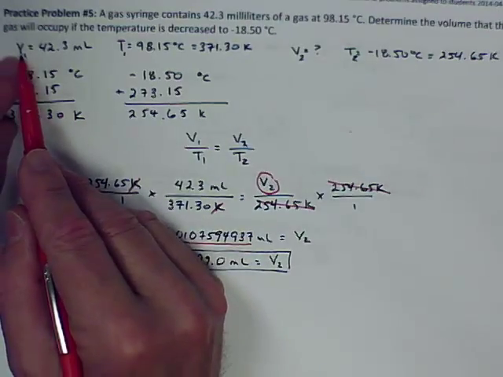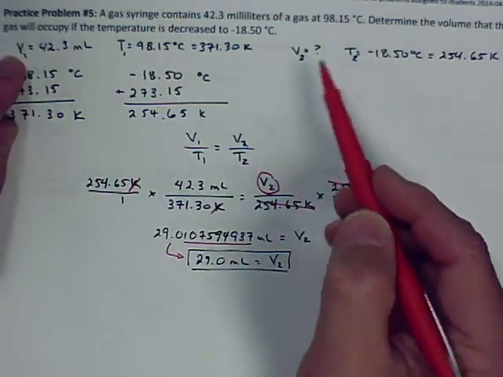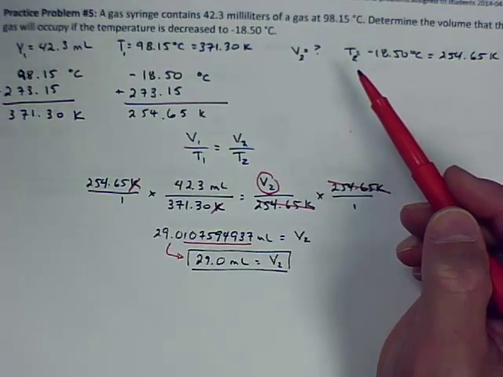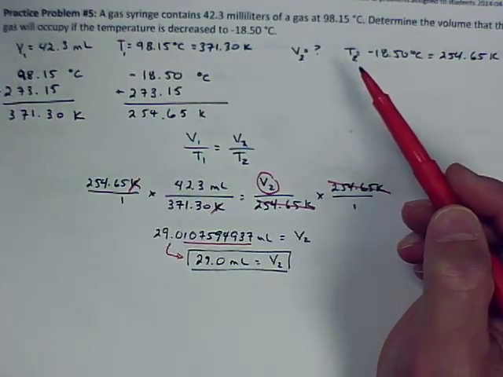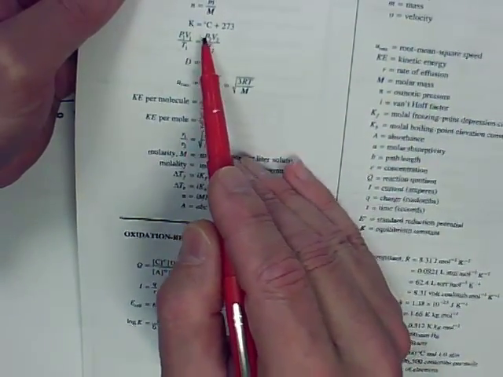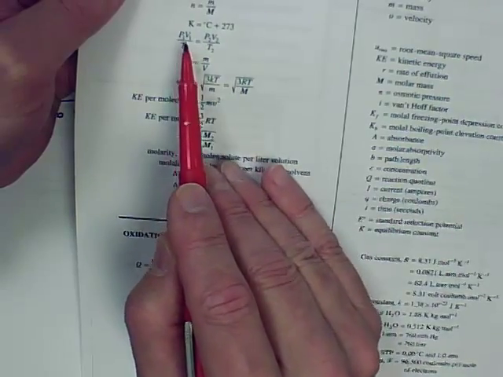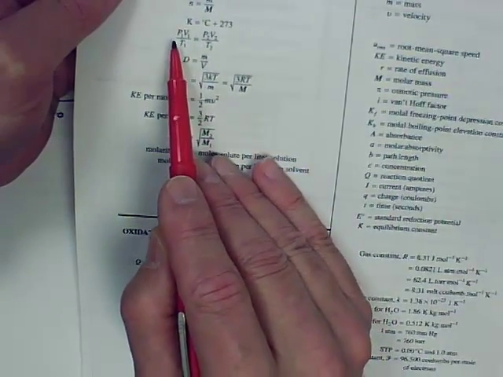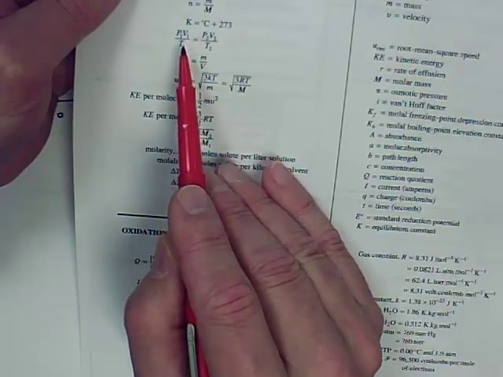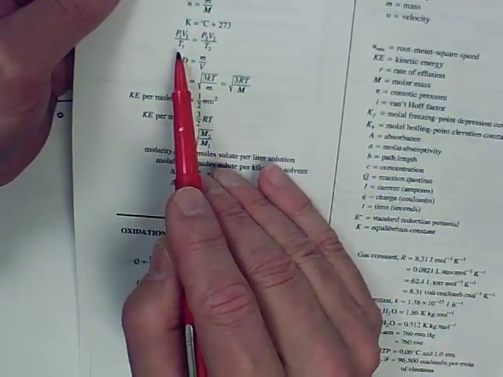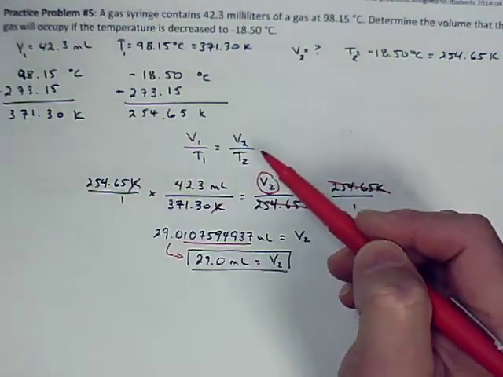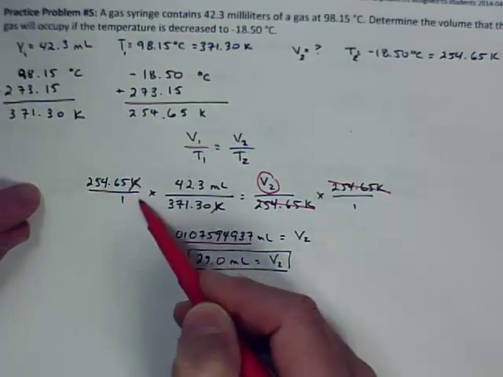So I have volume 1, temperature 1, volume 2, temperature 2. That's Charles's law, you can look that up on the test references for this class. It's sort of in this equation right here. This is the combined gas law, but pressure is not changing, so you can just drop off pressure 1 and pressure 2 and leave yourself with volume 1 over temperature 1 equals volume 2 over temperature 2, and that's what I wrote here. Plug in the values.